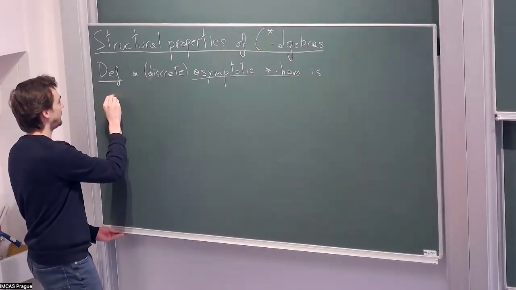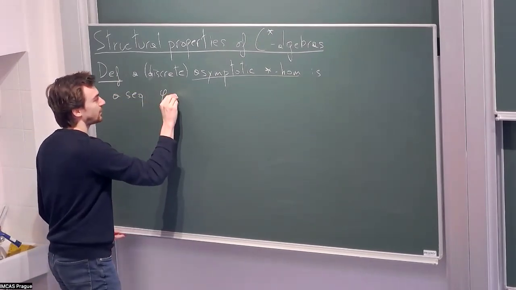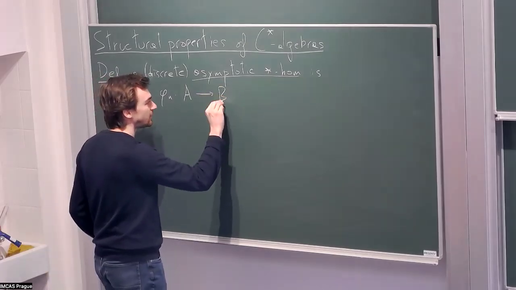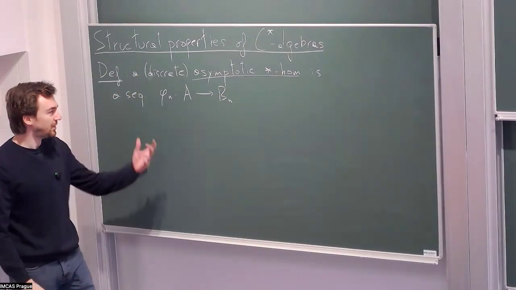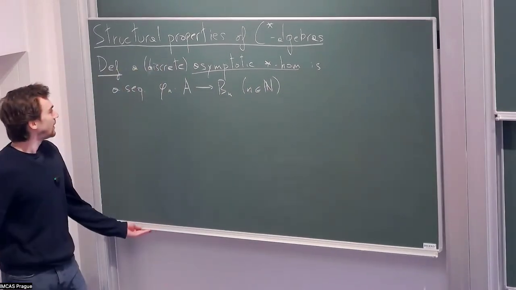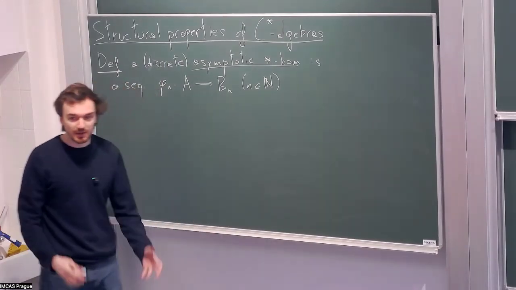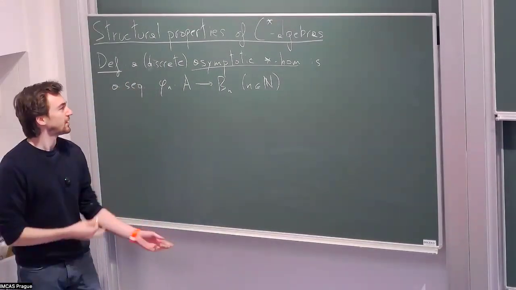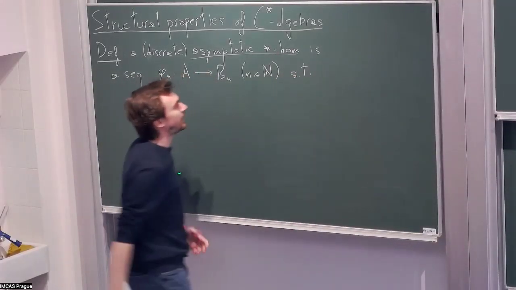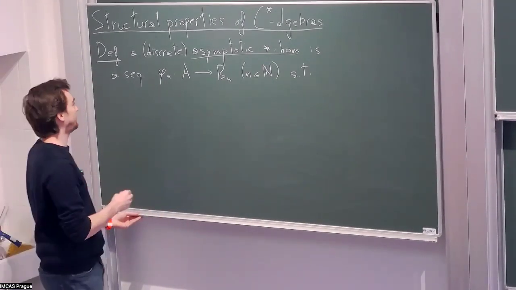So this is a sequence phi_n from a certain C-star algebra A into a sequence of C-star algebras B_n. And this is just a sequence of maps. These can be anything, set theoretic maps in full generality, such that they are asymptotically star homomorphisms.